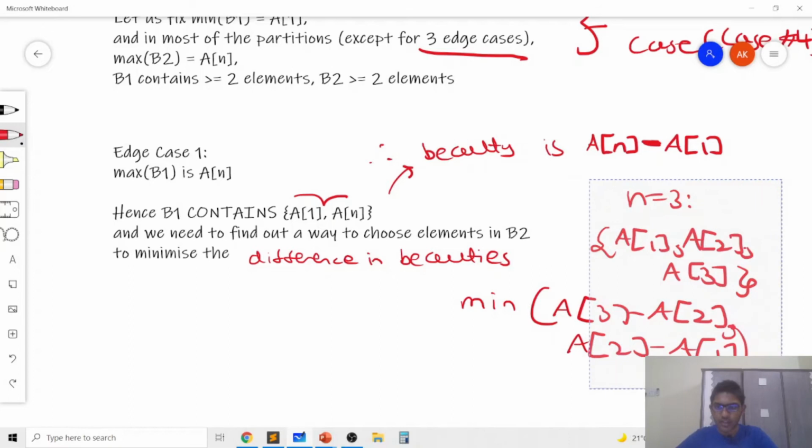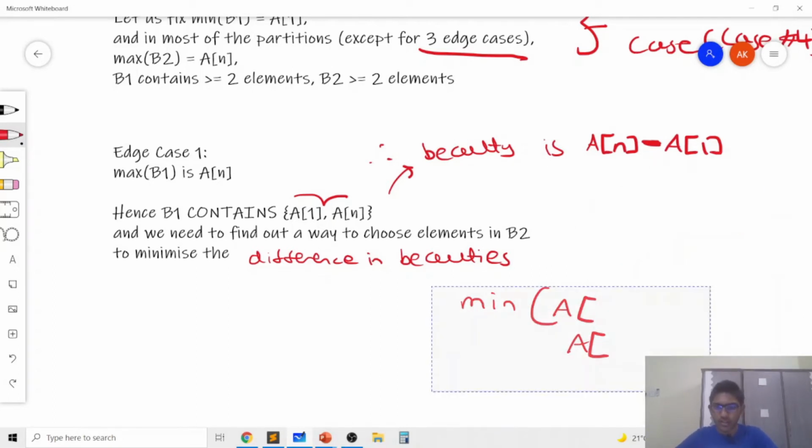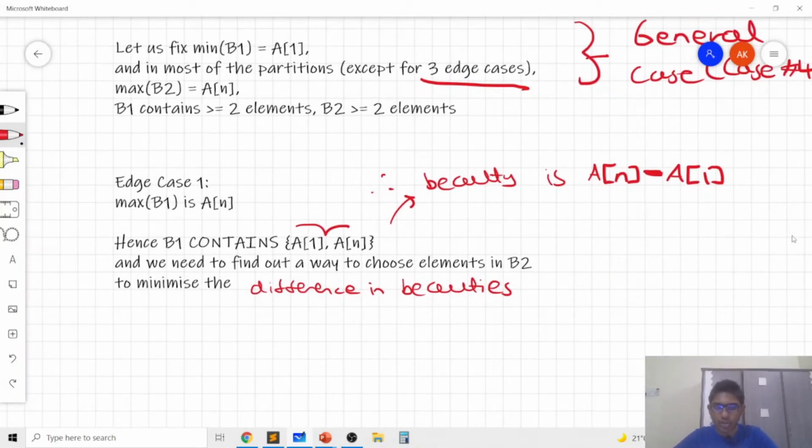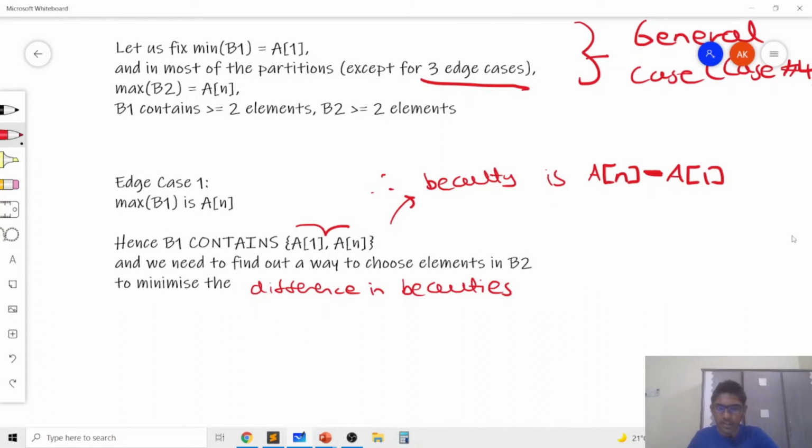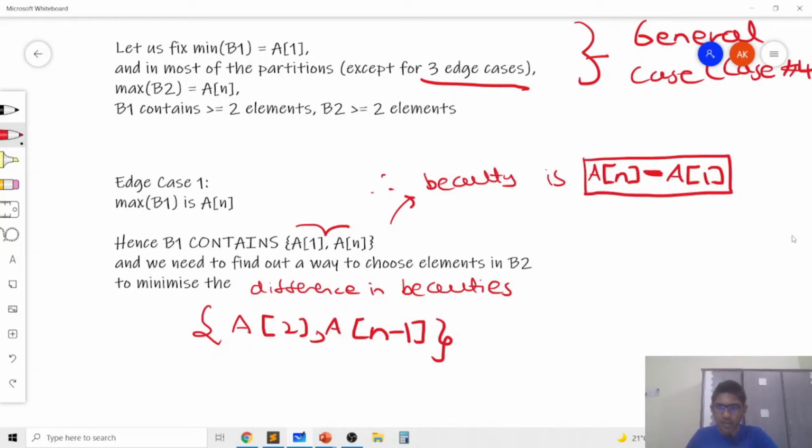So now that we have taken care of these two small border cases, which we'll take care of in the beginning of our code, now we know that n is greater than or equal to 4, and we know that B1 contains these two elements and B2 contains greater than or equal to 2 elements. So it's obviously going to be optimal to choose numbers A2 and AN minus 1 to be in B2. The reason being, the largest difference is obtained when we take AN minus A1. So the beauty of B1 will always be greater than the beauty of B2.